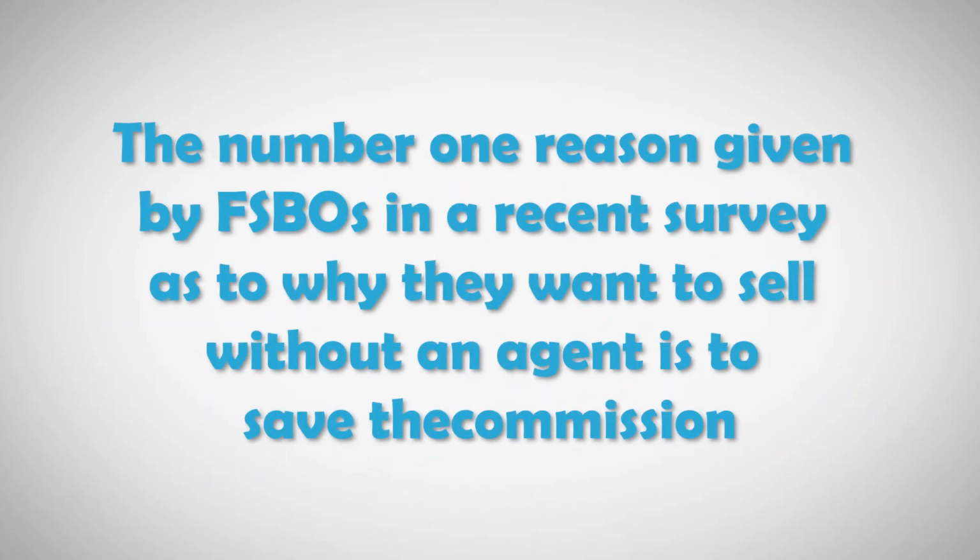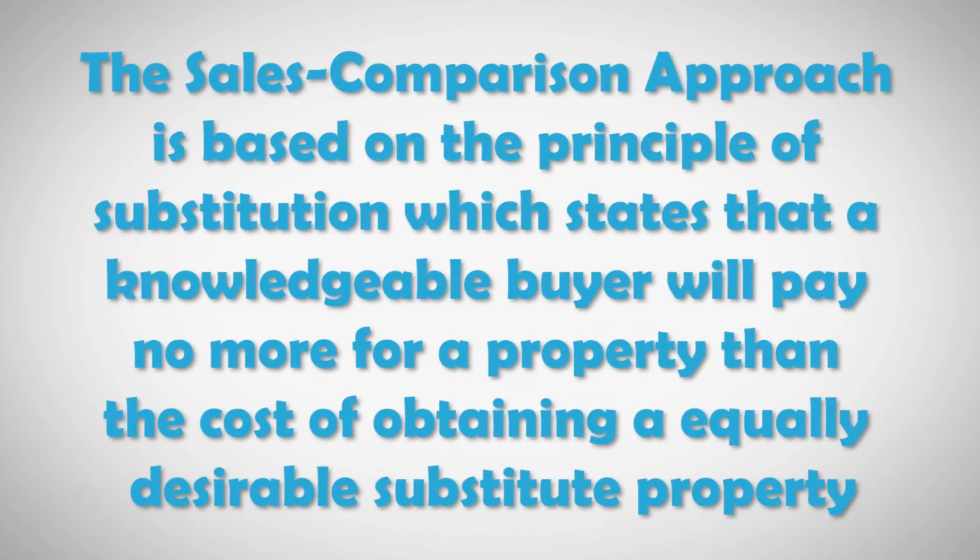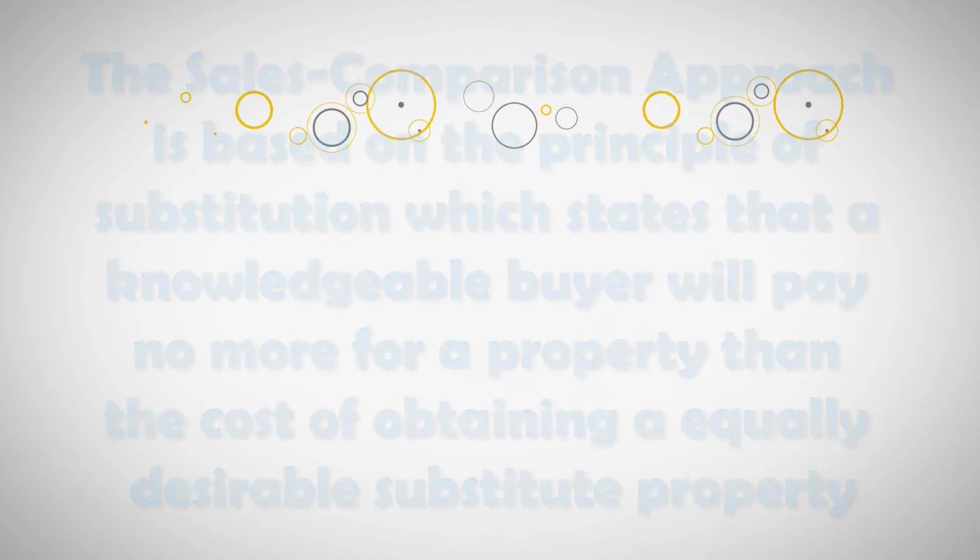The number one reason that a for sale by owner decides to sell their own home, by a recent survey, is to save the commission. The sales comparison approach is based on the principle of substitution, which states that a knowledgeable buyer will pay no more for a property than the cost of obtaining an equally desirable substituted property.